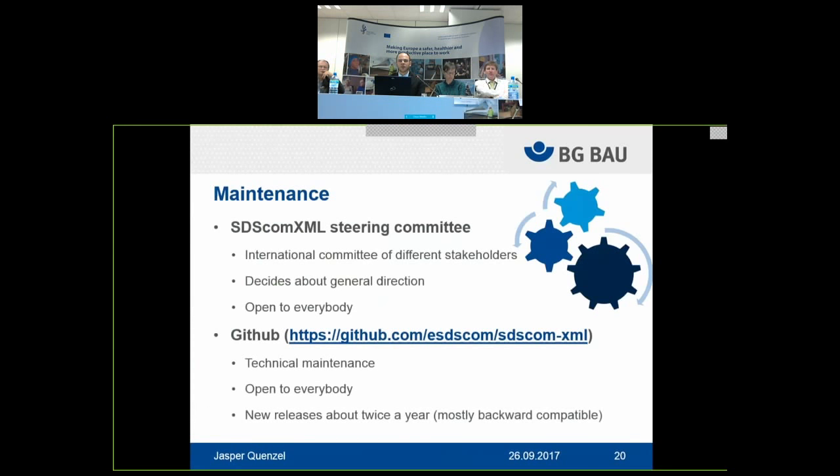The technical maintenance is done on GitHub, which is a version control system for software, and there the developers maintain the format. They discuss changes which are technically motivated, and yes, this too is open for everybody. You just have to visit this link, and there's a lot of discussion going on about some changes, not only for the subsets, SDS-COM XML BAU or SDS-COM XML CHEM, but for the whole SDS-COM XML, which can transport all the data in the safety datasheet.